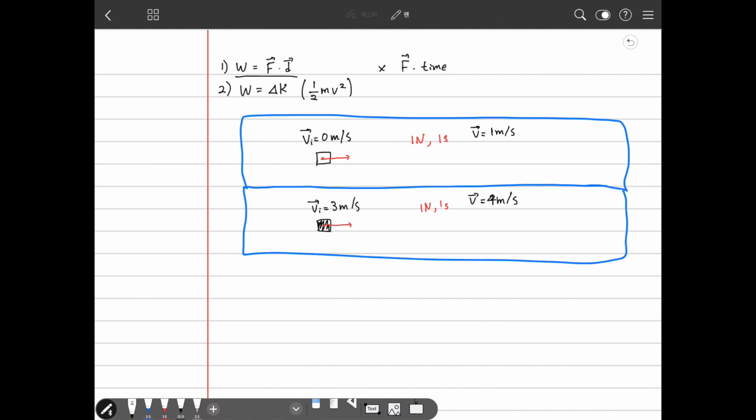And you know that the white block will only have traveled 0.5 meters. So that's a small amount. But the black block would have traveled 3.5 meters, a much longer distance.